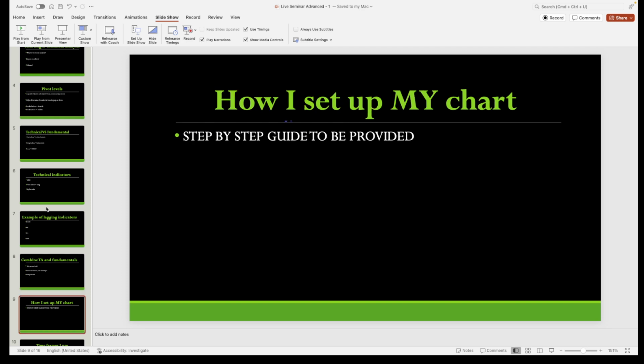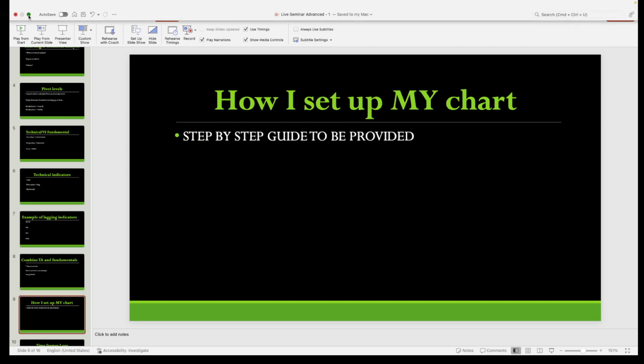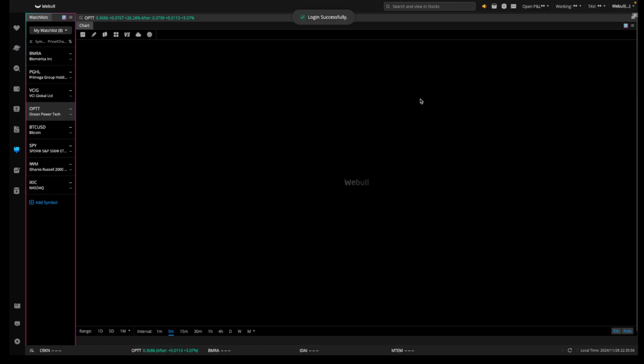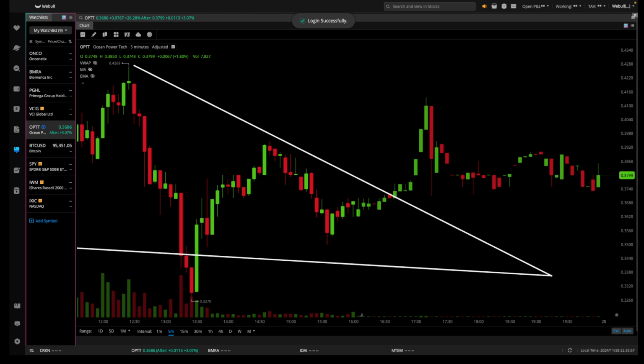Okay, now we want to start off with how I set up my chart step by step. Watch a king in action. Now I'm going to start with my VCIG. It's an alert I gave in the Discord group, but we start with this. Let this load, but you guys will see step by step how I set up the chart, and it'll be something which you guys hopefully like and it helps you.